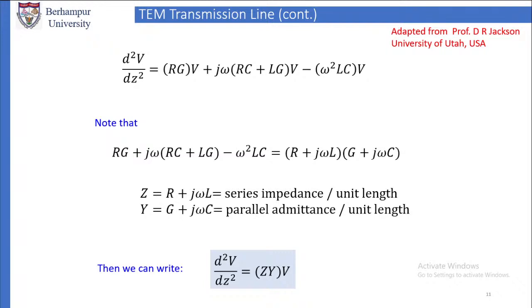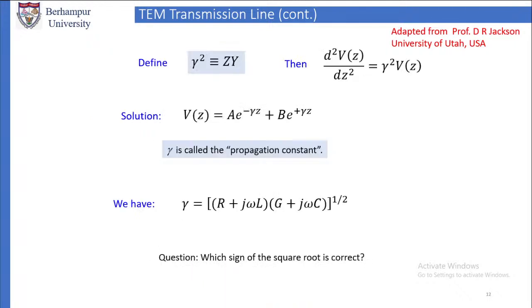Using this Z and Y, the equation now becomes d²V/dz² is equal to ZY into V. So that is the equation. We can write the equation in that form. Now, let us define gamma square is equal to Z into Y.